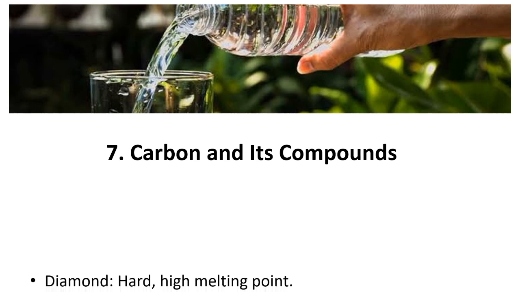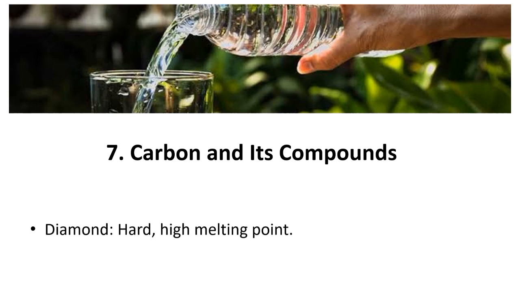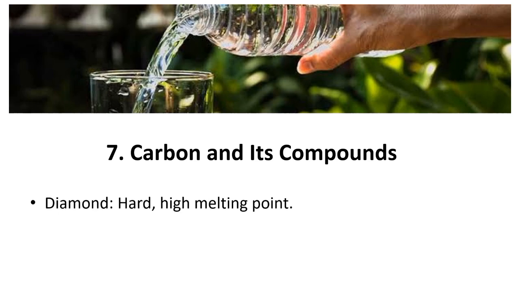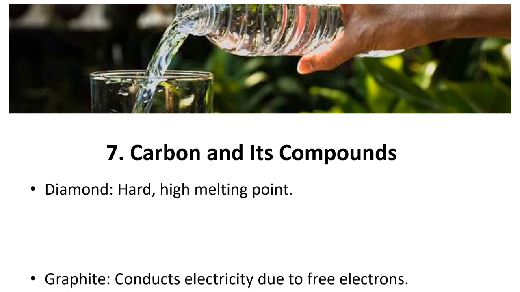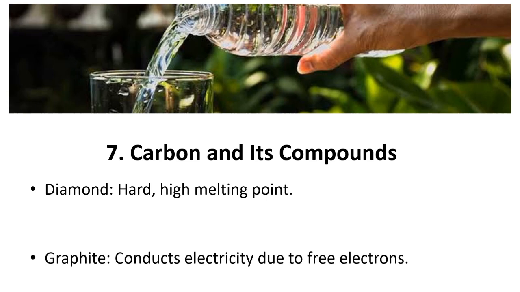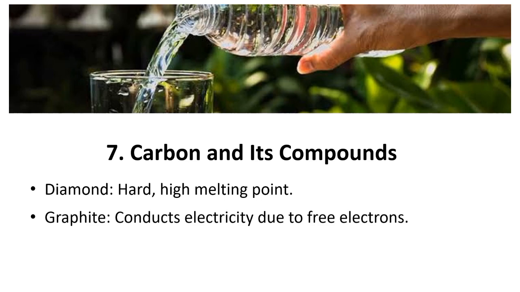7. Carbon and its compounds. Carbon has two distinct crystalline allotropes, which are diamond and graphite. Diamonds are extremely hard with a high melting point, while graphite is a good conductor of electricity due to free electrons. You can look into more properties of the allotropes.